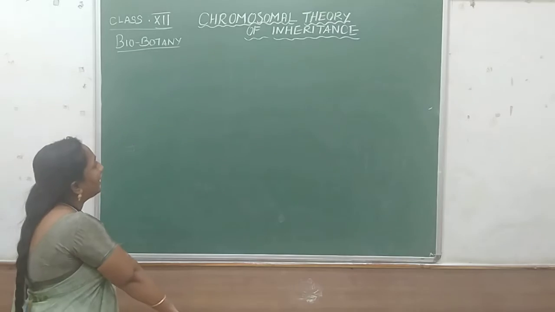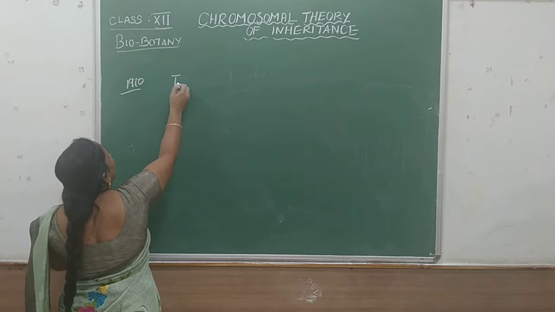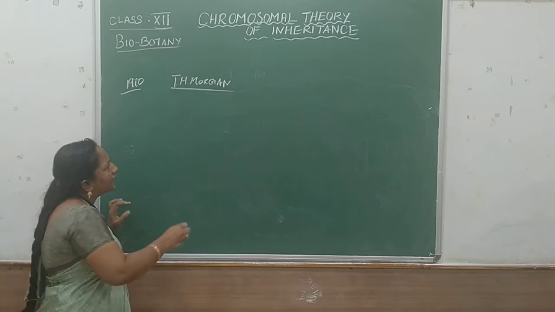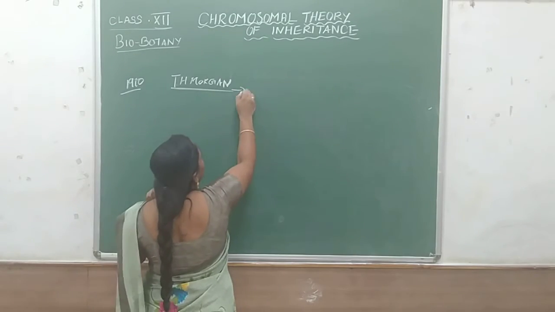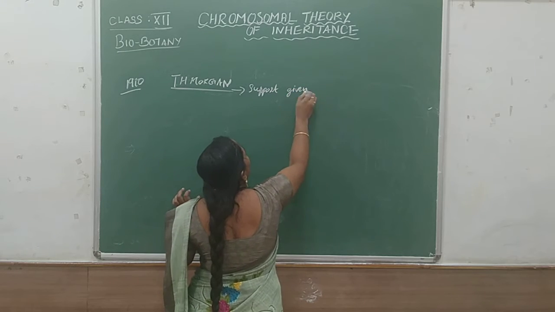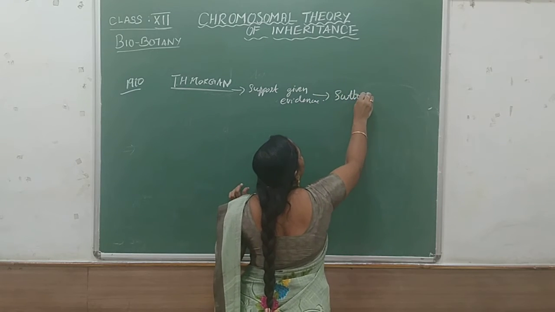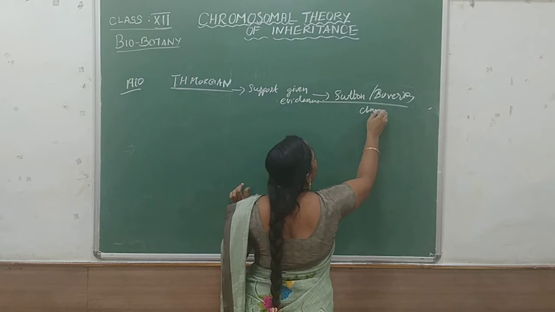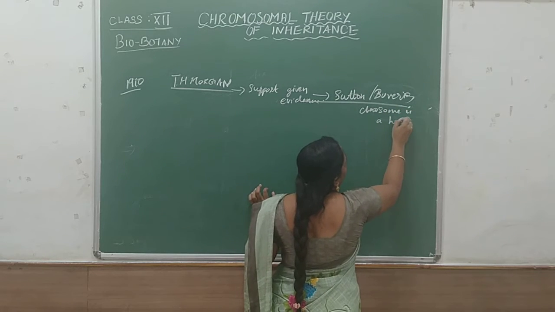Next we are going to learn about the work in 1910. T.H. Morgan is a great scientist who supported Sutton and Boveri. He supported them and gave evidence for Sutton and Boveri's concept, that the chromosome is hereditary material.